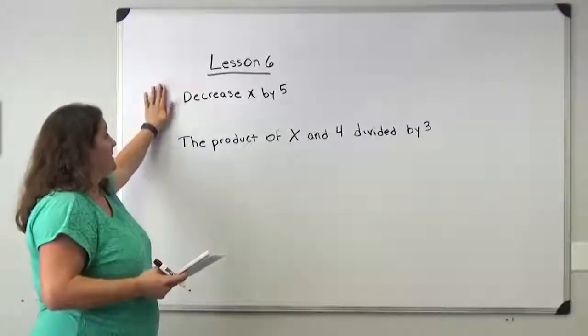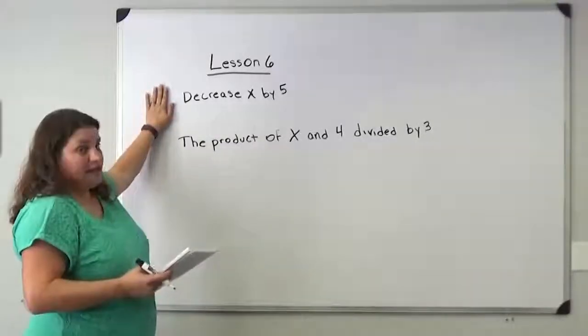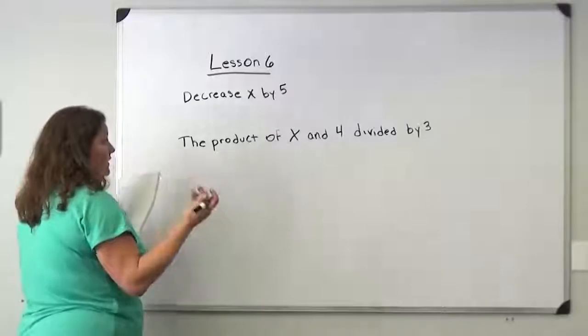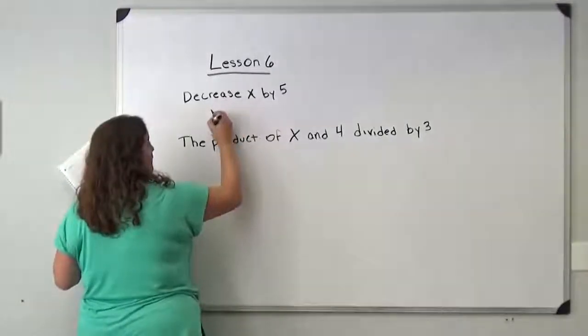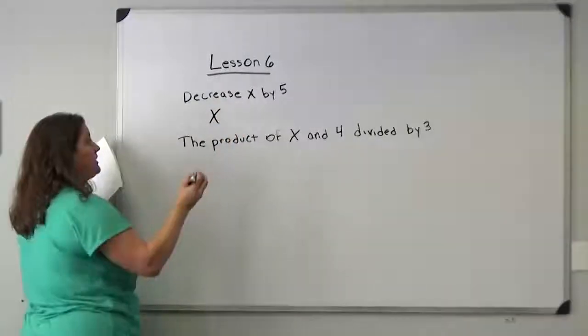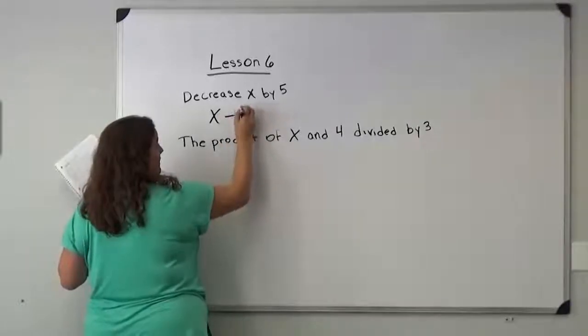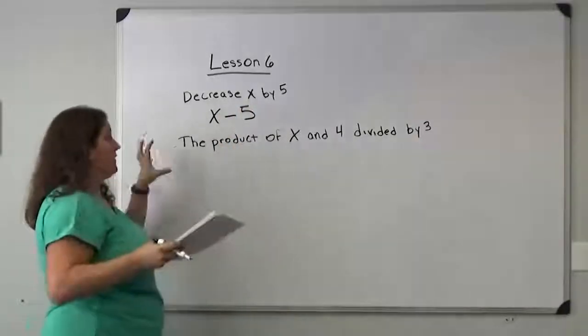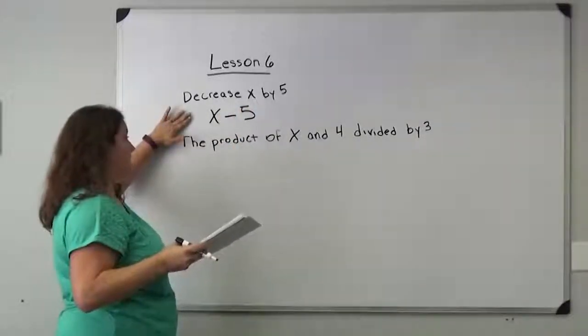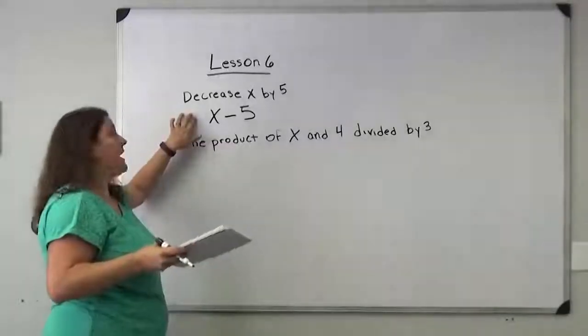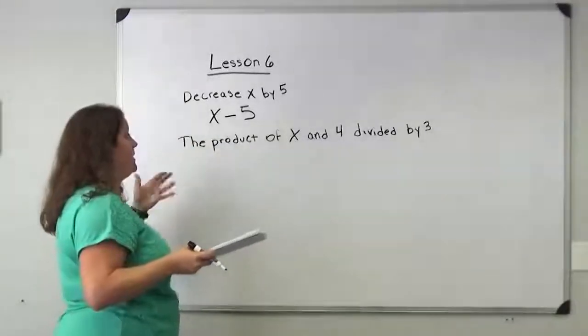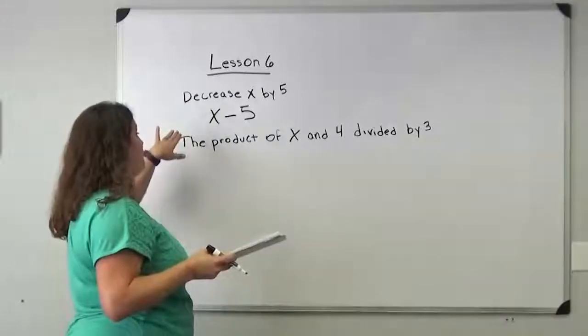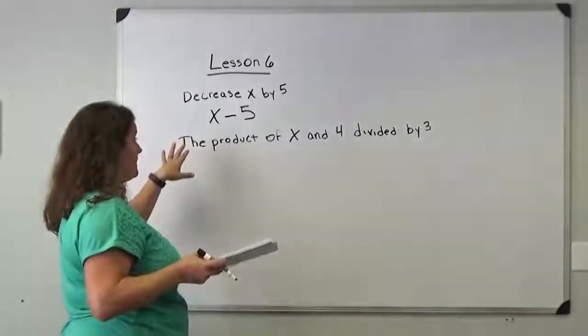So if you're given a statement such as decrease the variable x by 5, you write your x, and if you're decreasing it by 5, what you're doing is you're taking 5 away from it. Now, it's really important that you pay attention to the order that things are written, because if you were to write 5 minus x, that's wrong. The order matters. You get a completely different answer.